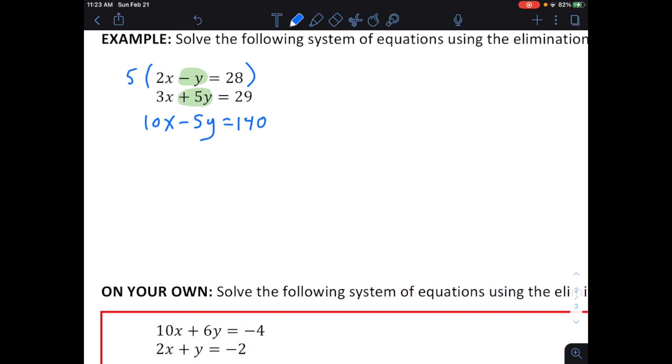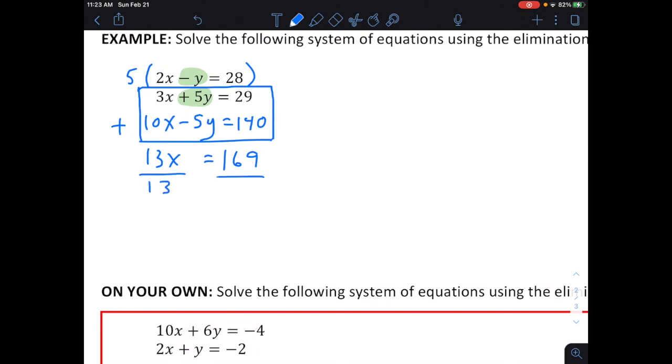If I add these two equations together, so I'm only adding these two right here, I'll put a box around them. Add them together: 13x. The y's cancel each other out. And then 29 plus 140 is 169. You might need a calculator to do the division here. If you divide 169 by 13, you realize it's a perfect square. So the answer is 13, because 13 times 13 is 169.